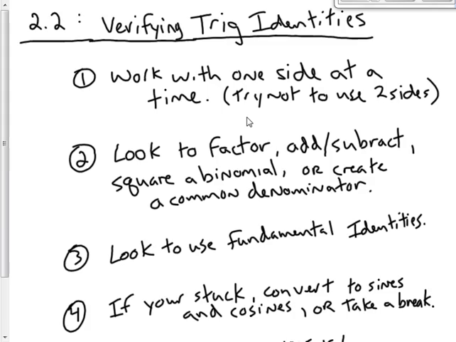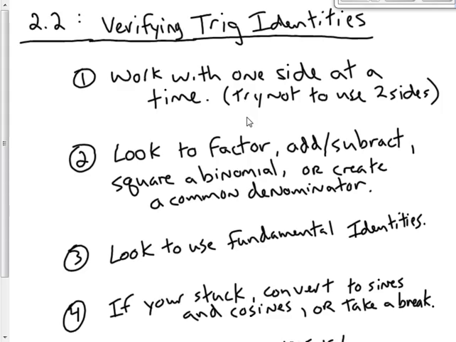So we want to try to use just one of the sides and not work with both sides. But you can work with both sides, but ultimately you need to get back to the fact that the left side actually does equal the right side. You need to make those two things look the same.